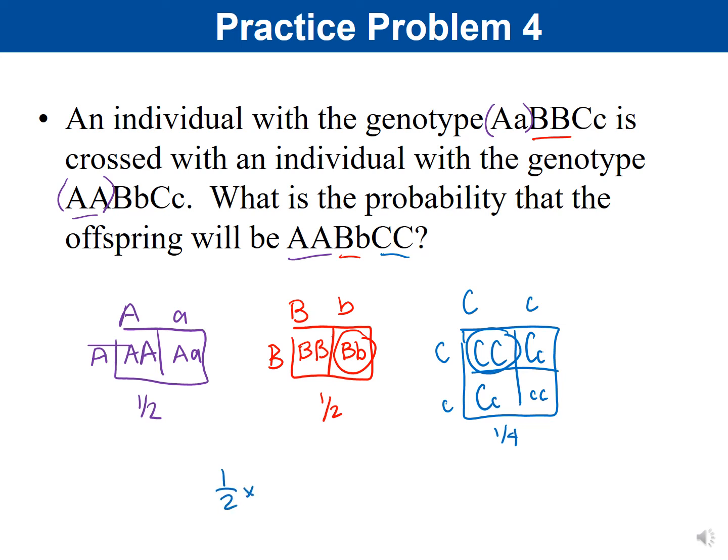1/2 times 1/2 times 1/4. So 2 times 2 is 4. 4 times 4 is 16. So we have 1/16. The probability of getting that type of offspring would be 1/16. And notice how quickly I can do that if I just treat them as independent crosses and then just multiply my fractions together.